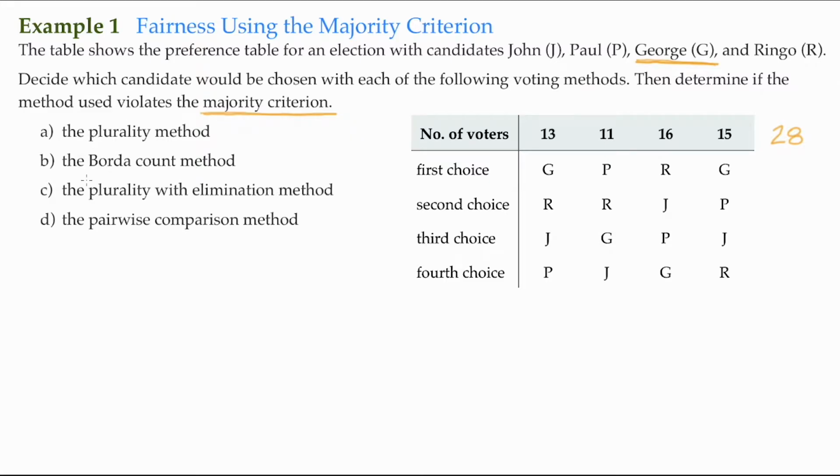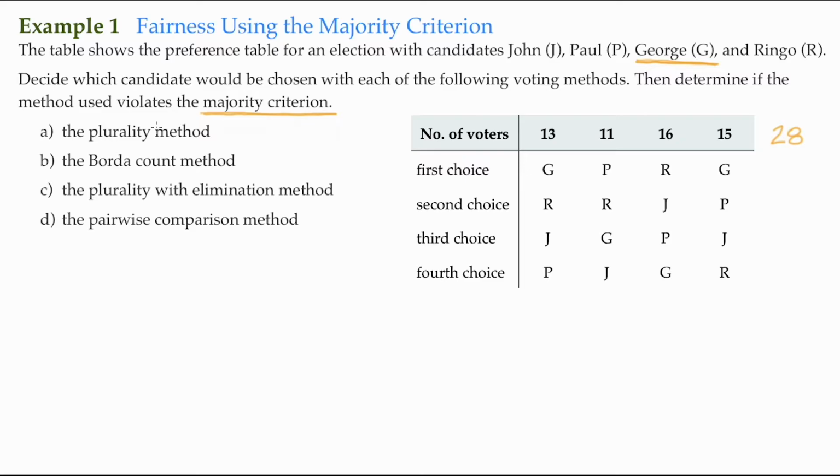In order to see the fairness for these methods using the majority criterion, we can ask ourselves, if a candidate has a majority, can another candidate win the election using any one of these methods? So can another candidate win the election using A, the plurality method? Now we know George has a majority, but can another candidate win using the plurality method? And the answer to that is no, that's not possible.